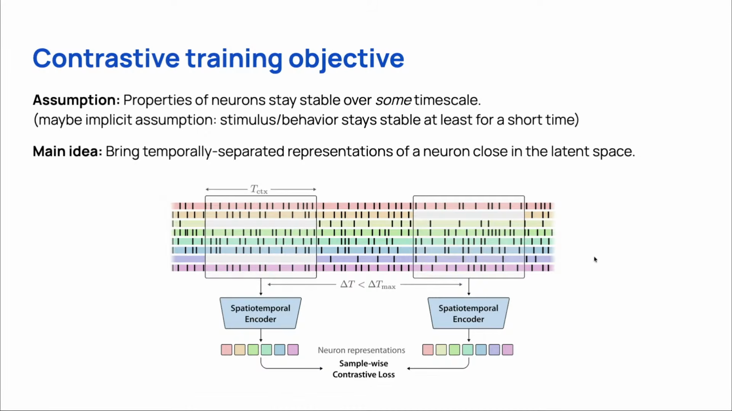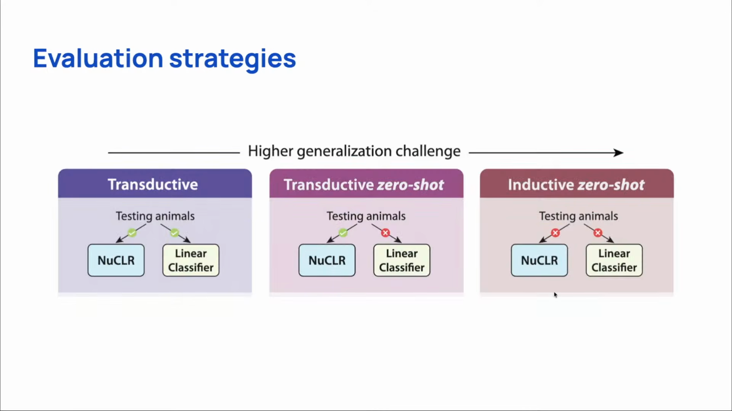So a pretty simple underlying objective, and we found that this was actually a surprisingly robust and generalizable loss that could be used on these types of data. We tested it under a number of different settings that varied in terms of the amount of generalization.